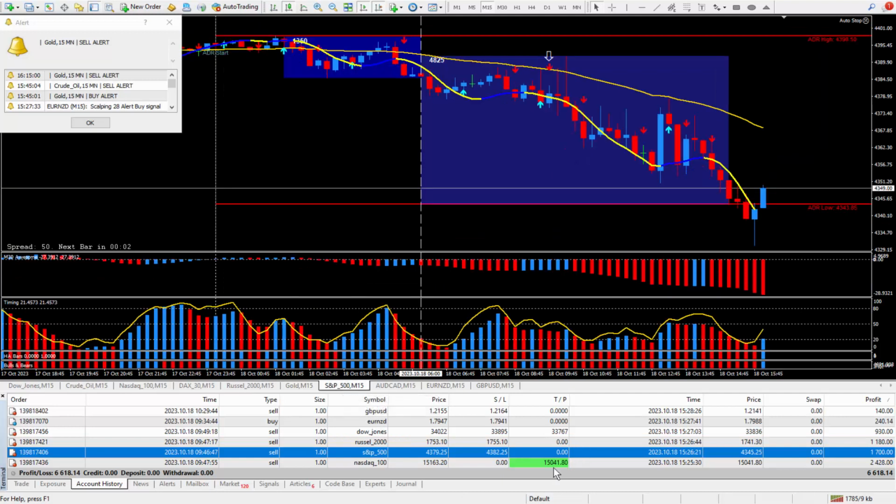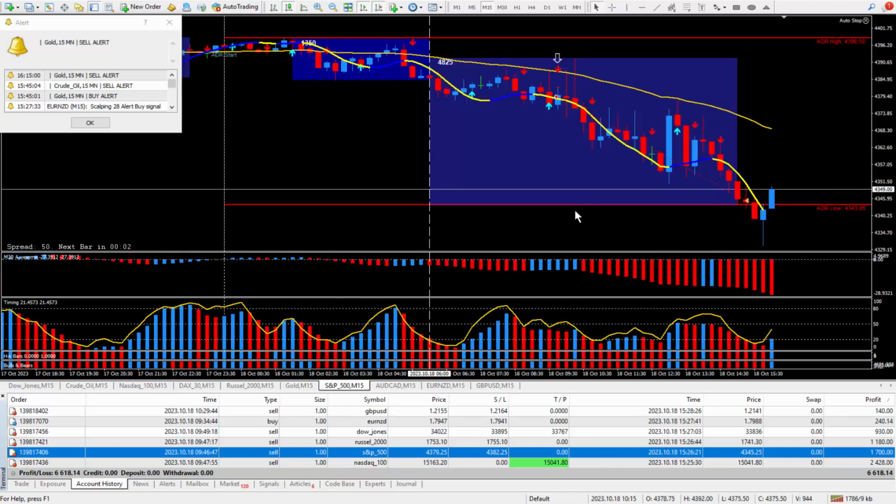Moving on to the next trade, the S&P 500. This one pays $5 for each tick, same as the Dow Jones. So let's move this up and see where I got in at. The daily trade plan said to sell. Super signal said to sell. Super scalper said to sell.